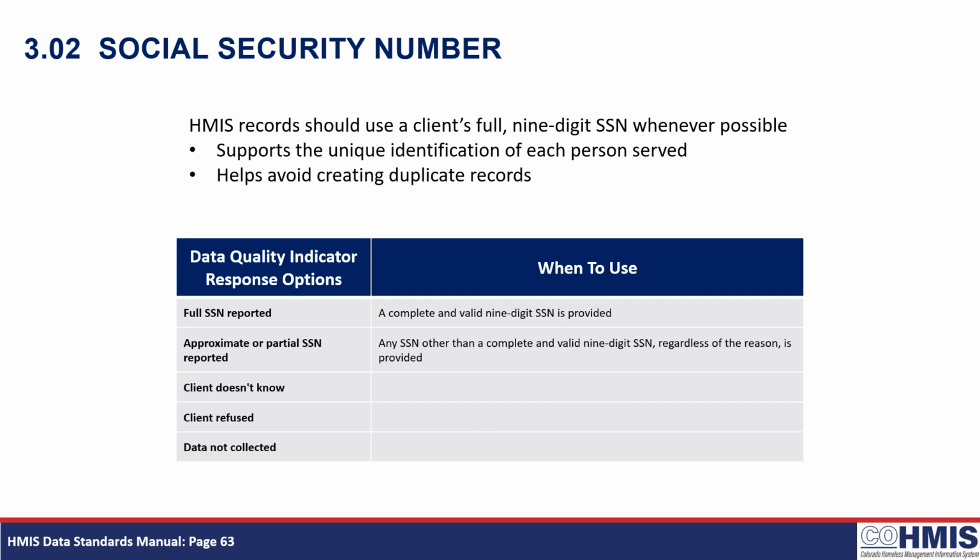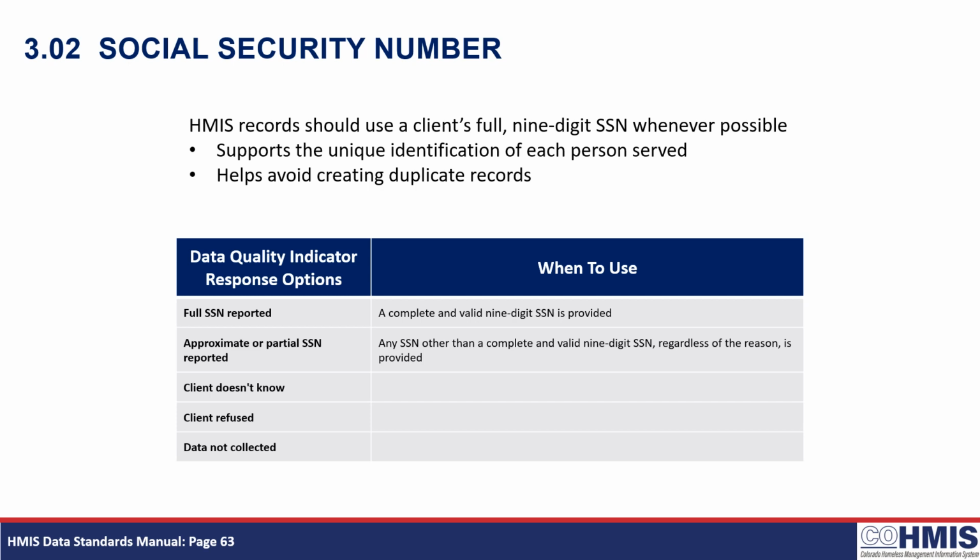So a full SSN, that full 9-digit, is a full SSN reported. If we only have a partial, maybe we just have the last 4, we would enter zeros up until the last 4 and then select approximate or partial SSN reported.